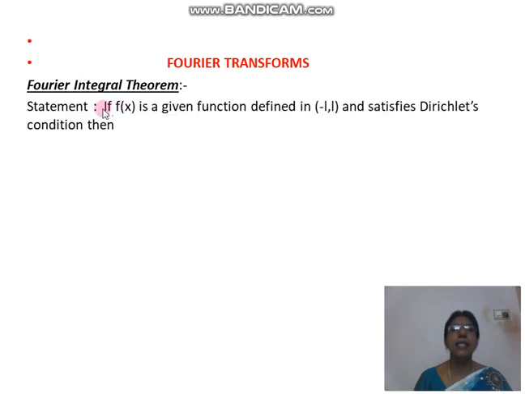Before going to Fourier transforms, there is one main important theorem, which is known as the Fourier integral theorem. See the statement of this theorem. If f of x is a given function which is defined in the interval minus L to L and satisfies Dirichlet's conditions, then f of x is equal to 1 by pi integral 0 to infinity, integral minus infinity to infinity, f of t cos lambda (t minus x) dt d lambda.